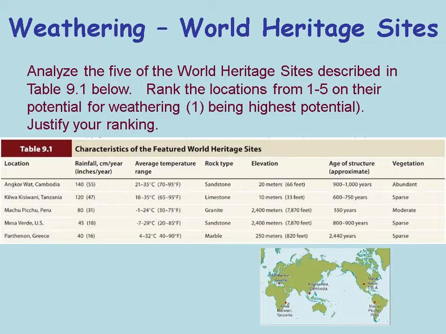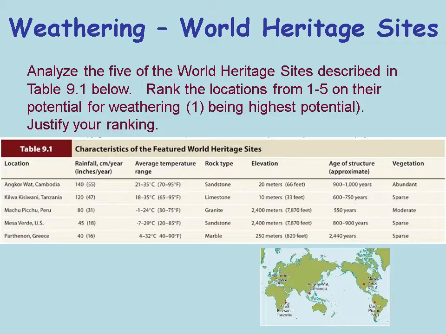Angkor Wat in Cambodia is in a tropical area, and lots of vegetation, lots of rainfall, so it would have a high ranking for lots of weathering. Kilwa Kisiwani in Tanzania, again, is in the tropical area, so it would have lots, and it's right on the coast, so it would have a high potential for weathering. Machu Picchu, way up in the mountains in Peru, it would have less weathering chemically, but would have quite a bit of weathering physically.